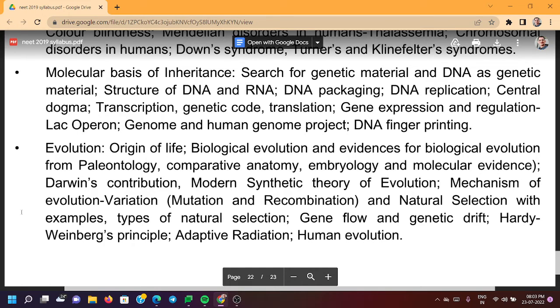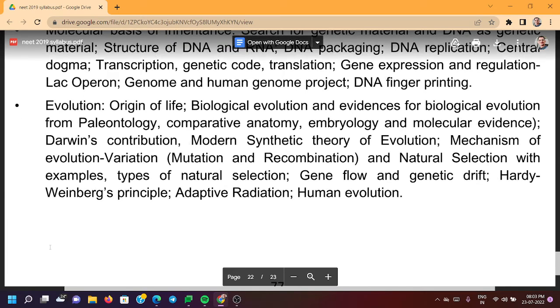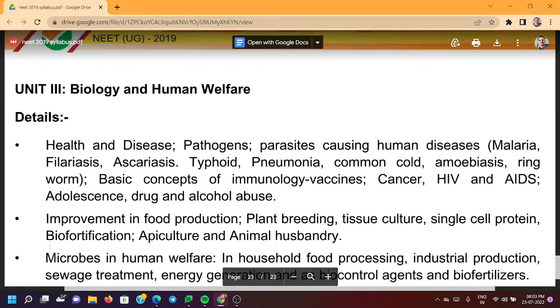evidence. Darwin's contribution, modern synthetic theory of evolution, mechanism of evolution, variation, mutation and recombination, and natural selection with examples, types of natural selection, gene flow and genetic drift. Hardy-Weinberg's principle, adaptive radiation, human evolution.